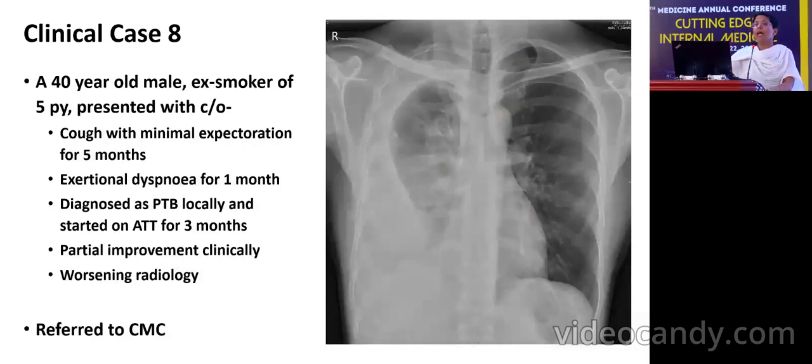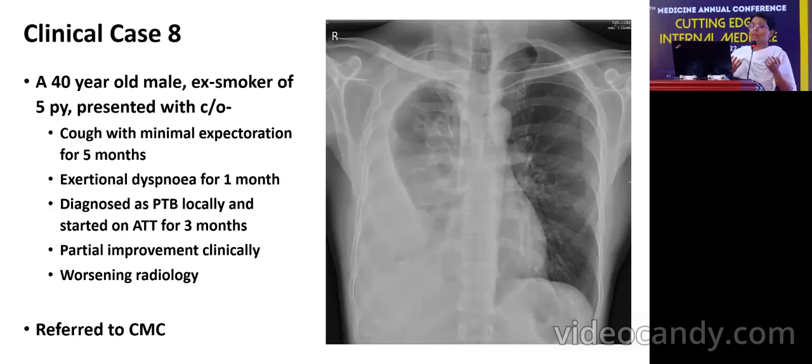The last case is a 40-year-old gentleman, ex-smoker, presented with complaints of cough with expectoration, exertional dyspnea for 1 month, diagnosed as pulmonary tuberculosis locally, started on ATT for 3 months. So he had partial clinical improvement, and he had some worsening radiology. Unfortunately, he didn't get his X-ray. He came, the doctor had told him that the X-ray is not improving. Now, this was the X-ray at presentation to us.